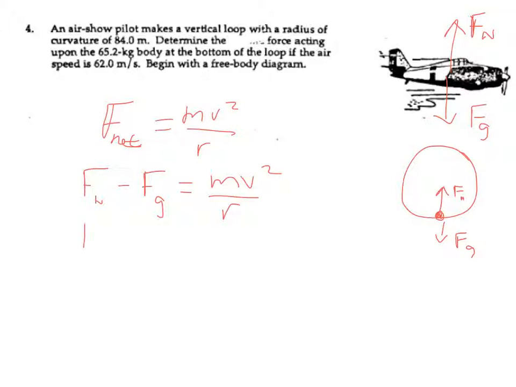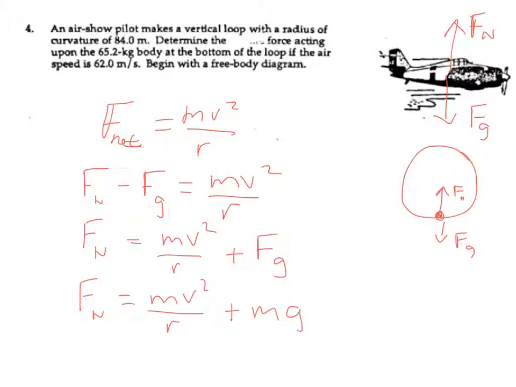Okay, and in this case I'm going to be solving for normal force. So I'm going to add the gravitational force to the other side. We're going to add it to both sides so that it cancels out on the left. And then remember, we can always write out the gravitational force as m times g. So once we get to this point, we have all the numbers that we need.